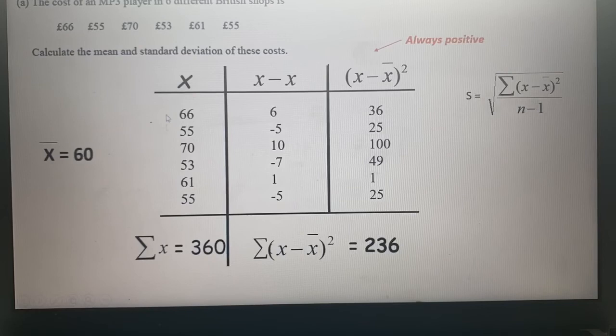So there are 6 data values here, 6 different costs. So n minus 1 will be 5. It's 1 away from that, and we do 1 away because it's a sample. So 236 on the top, 5 on the bottom, square root of that, and we get 6.87, or £6.87, for the standard deviation of the cost in the UK shops. So that's us just worked out, in exactly the same way, the mean cost and the standard deviation for our 6 different British shops.